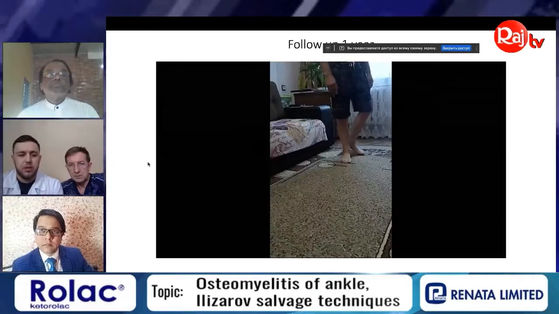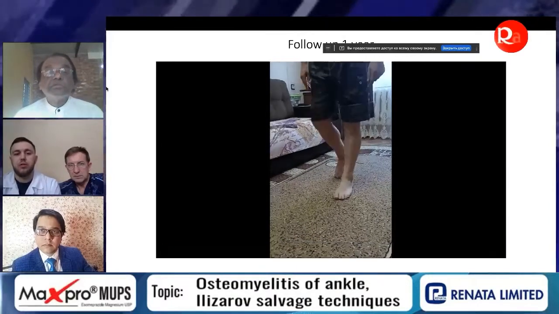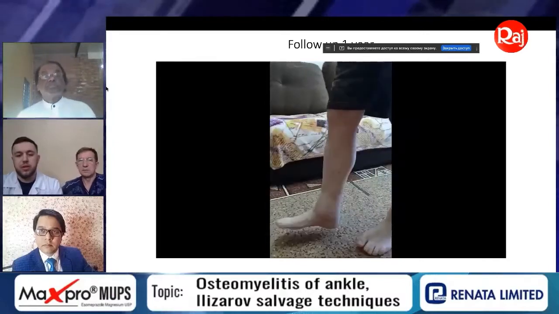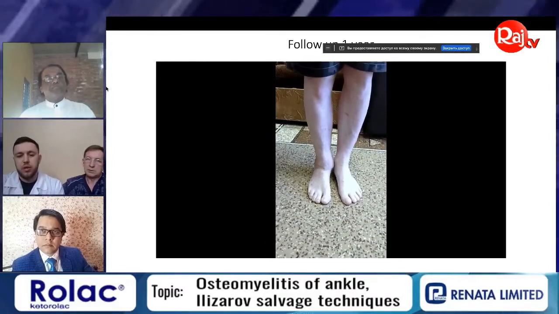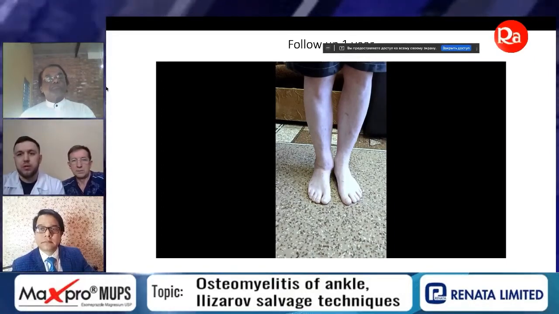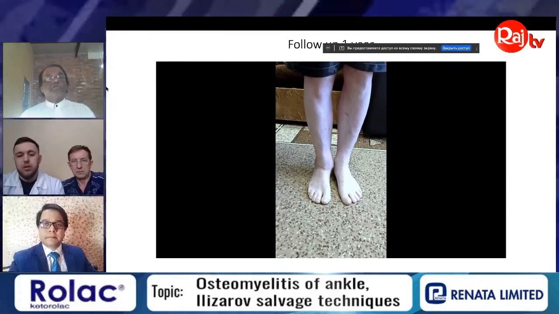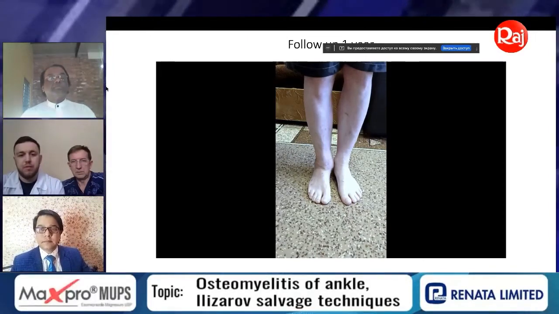And here in the movie we can see how the patient can use his leg. The patient used normal shoes, walking without crutches, and the patient doesn't have pain and is very happy after the surgery.